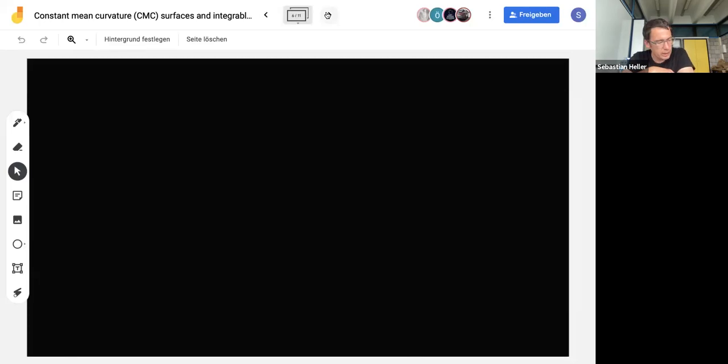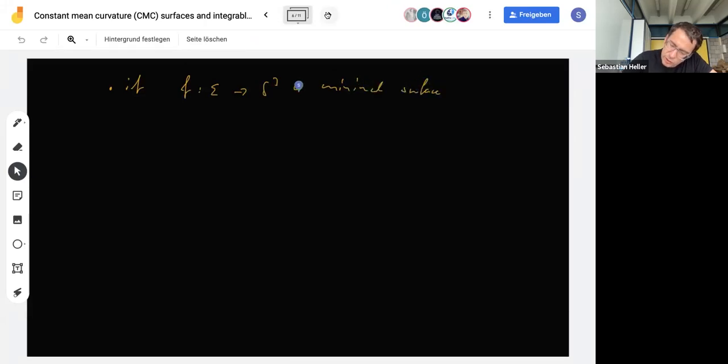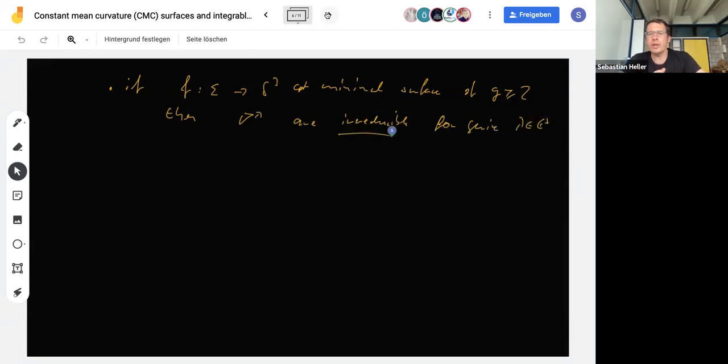But one can show, and basically this was one of my first works in this direction, that if F is a compact minimal surface of genus greater or equal than 2, then these connections nabla lambda are irreducible for generic lambda in C star. And irreducible means we do not get any parallel subbundles.